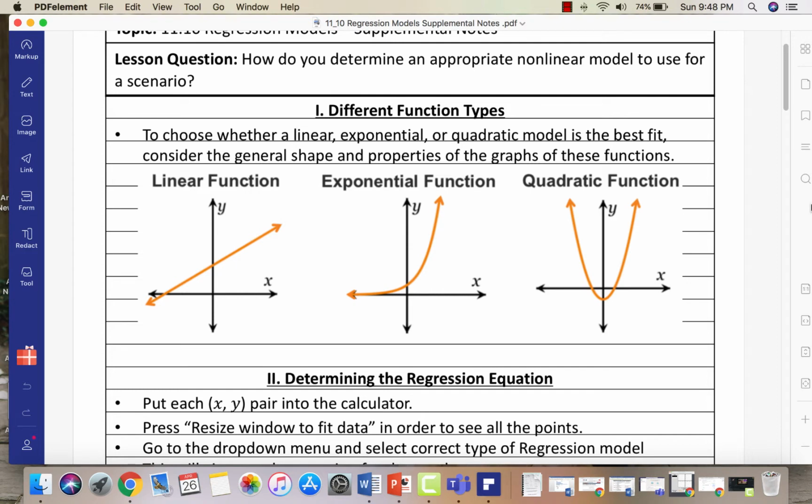So first, we're going to be looking at different function types. We have to choose whether something is linear, exponential, or quadratic. Linears create a line, exponential creates a curve, and quadratic creates a U, a parabola.